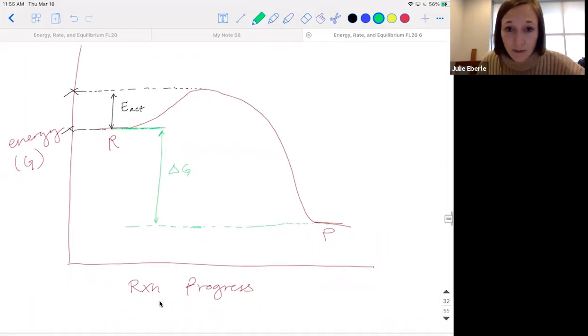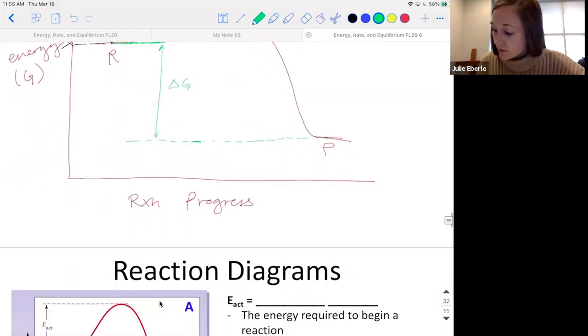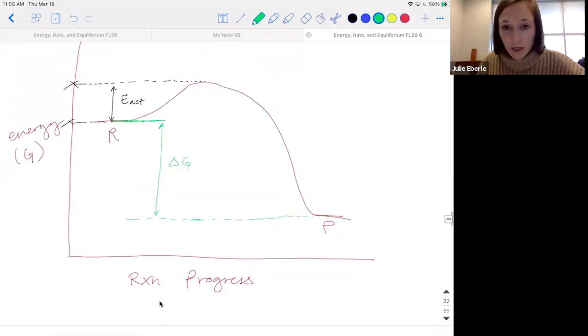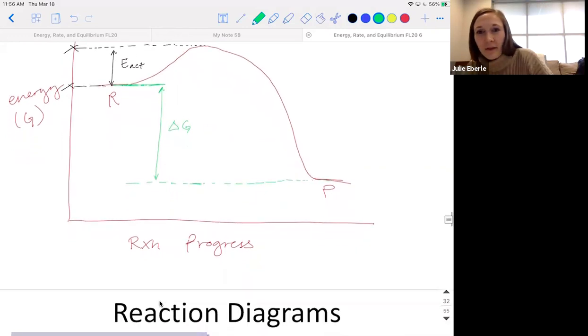You can have wildly different reaction pathways though, okay? For example, everybody good here? Anybody still writing? The one thing I can do with swiftness is draw energy diagrams. Good.